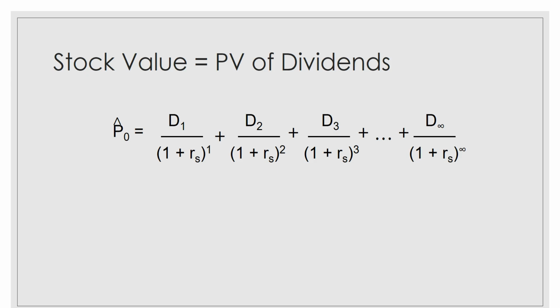And so we need to discount those dividends. We need to discount them back to today's time to determine what that stock is worth. So we need to take the present value of dividend 1, 2, 3, all the way to infinity, because the stock's value is equal to the present value of all future dividends.